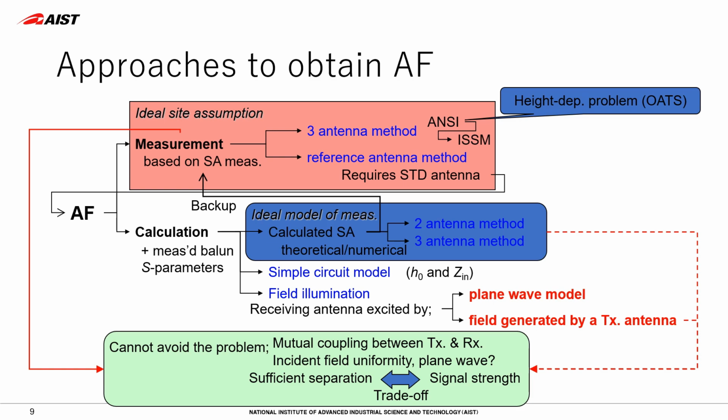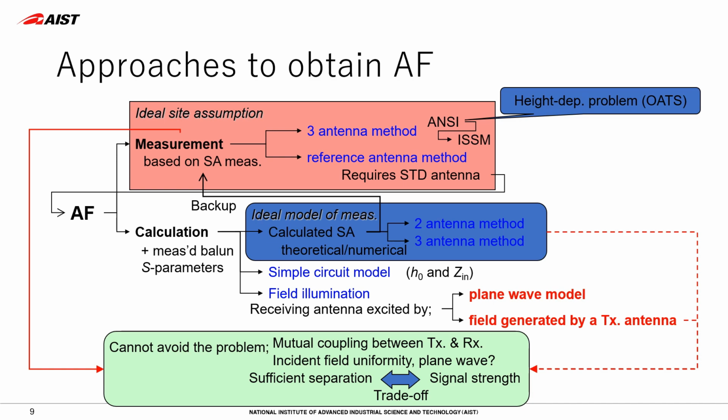This chart shows a schematic view of approaches to obtain antenna factor. It's a bit messy, but also contains some problems to be investigated. The antenna factor can be obtained both by calculation and measurement. Since we are metrologists, antenna factor by the measurement is mainly focused on, and the calculation is used to validate the results.